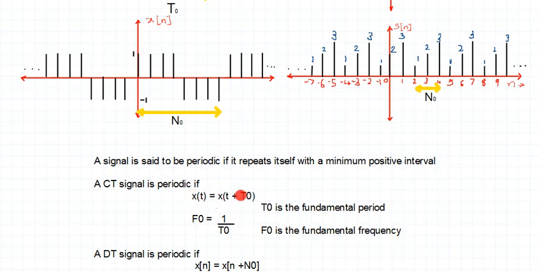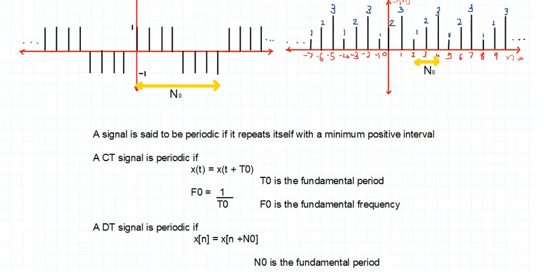This minimum positive time interval T naught that results in repetition of the signal is said to be the fundamental period of the signal. The inverse of it, which we call F naught, is the fundamental frequency of the signal. So T naught is called the fundamental period, and F naught is called the fundamental frequency.